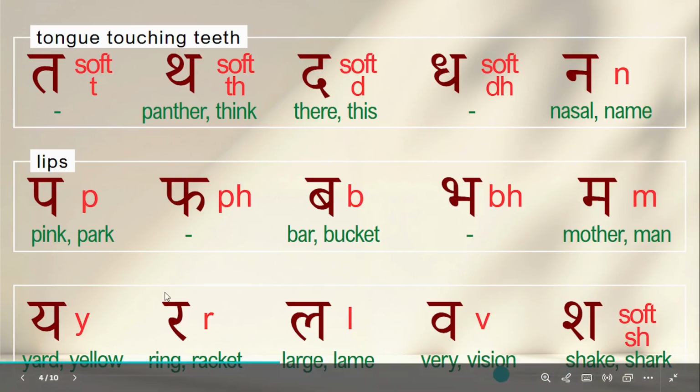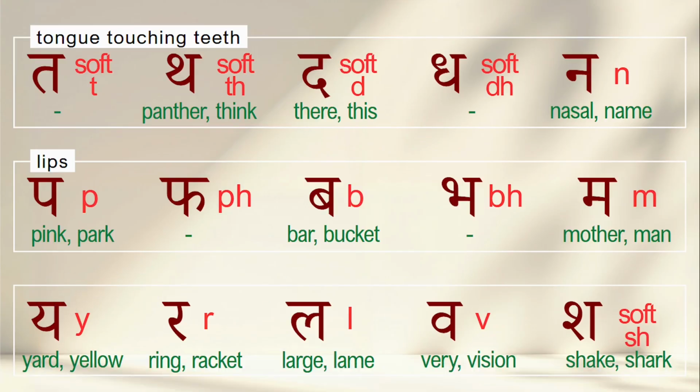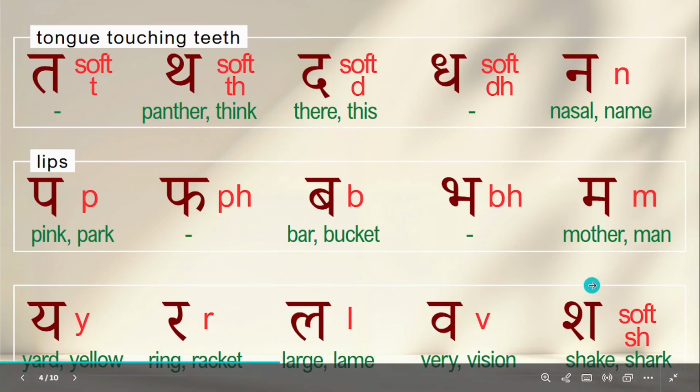Then these ones, they don't have any similar thing. So okay, starting with y, which is y, so for yard, yellow. Then this is r, r for ring, racket. It's a simple r. Then l, l for large, lame, lemon. Then v, v is very, vision, that sort of a thing. So it's y, r, l, v, and then sh.